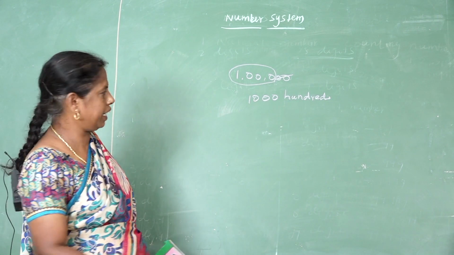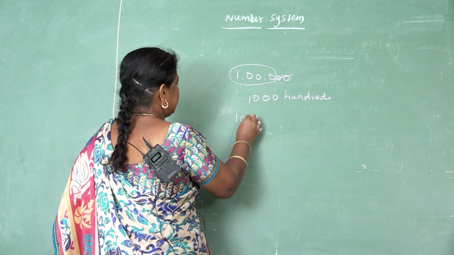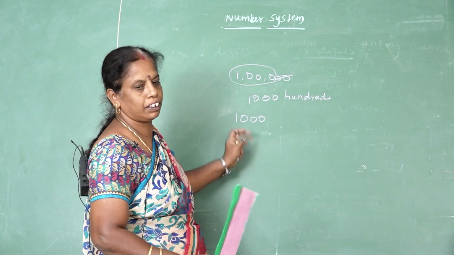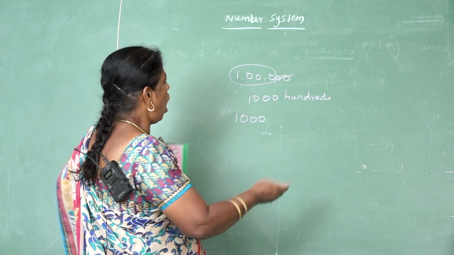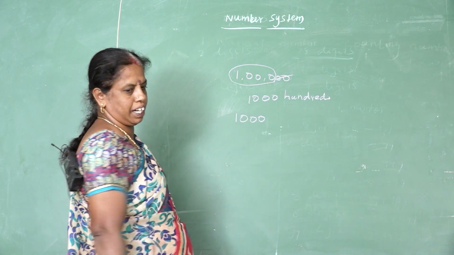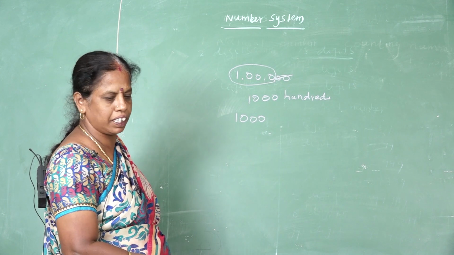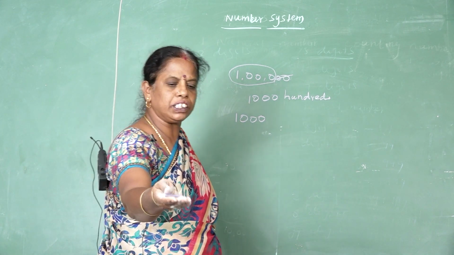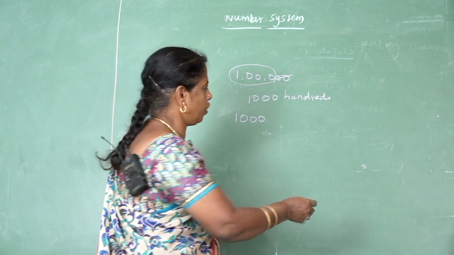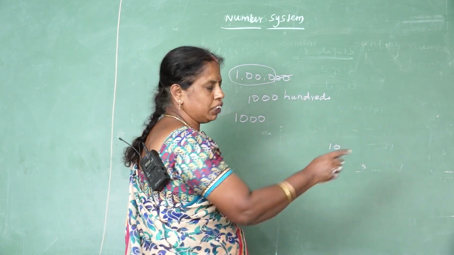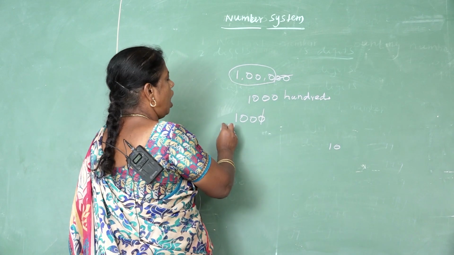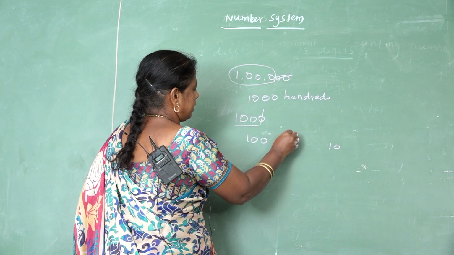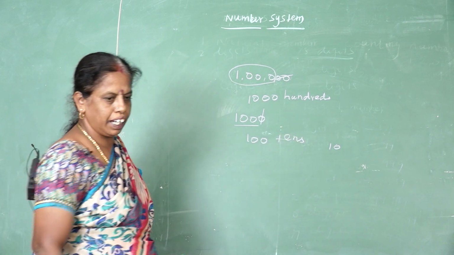Okay. Next. In this number, how much is this? 1000. So how many tens are there in 1000? Come on, boys. How many zeros are in ten? 10 has one zero. You cancel it. How many tens are there in 1000? 100 tens. Okay, can you understand?